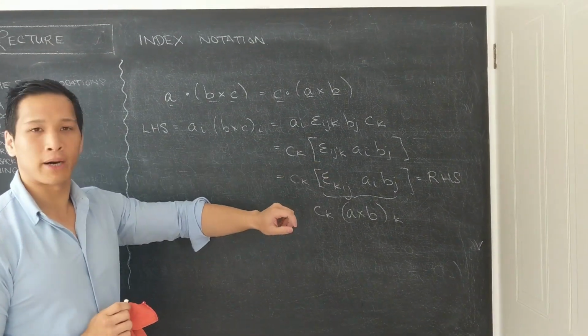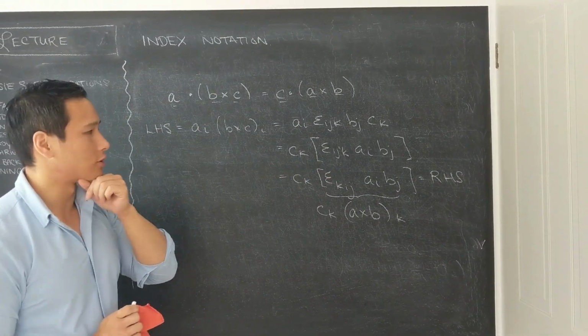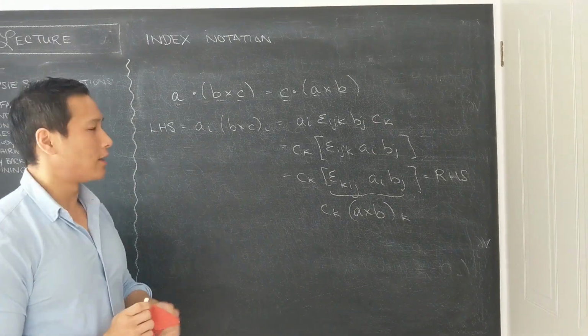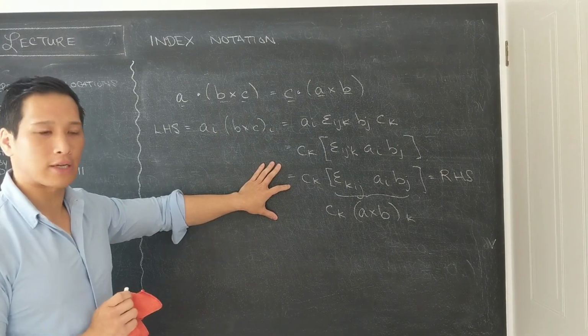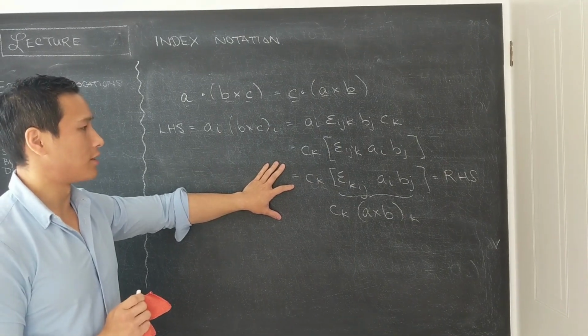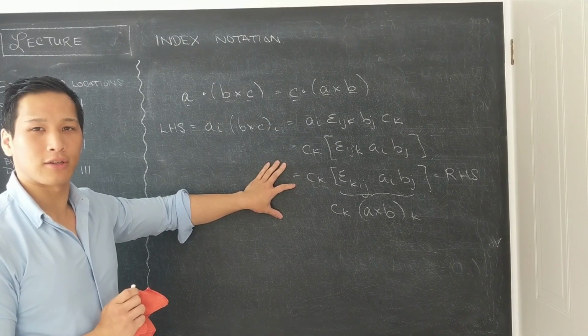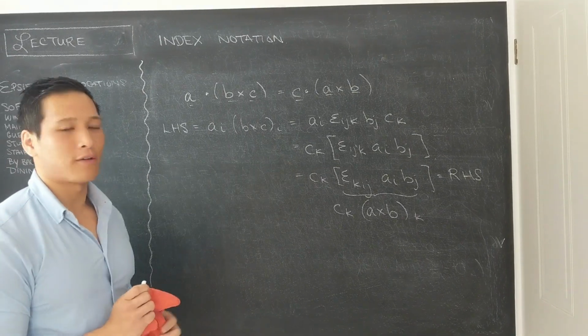If you'd like to learn more about it, you can read the appendix of the lecture notes, which has more details on this. Again, this is not something you have to know, but these are tricks that physicists often use to reduce the amount of calculations that they have to do for these types of vector proofs.